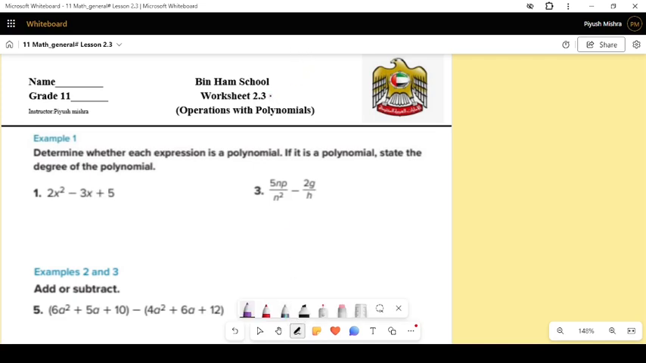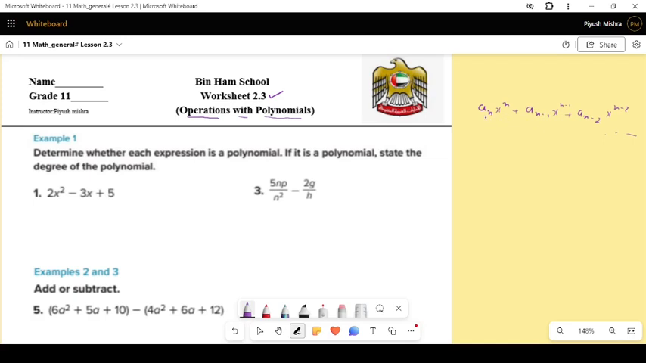We are going to learn today lesson number 2.3. The topic name is operation with polynomials. Let's revise what is polynomial. So anything in the form of, let us suppose, a_n x to the power n plus a_(n-1) x to the power n minus 1 plus a_(n-2) x to the power n minus 2, like this, something like this is written, so it is known as polynomial.